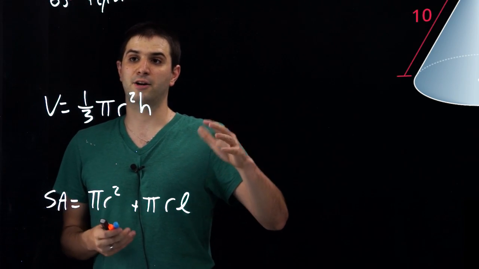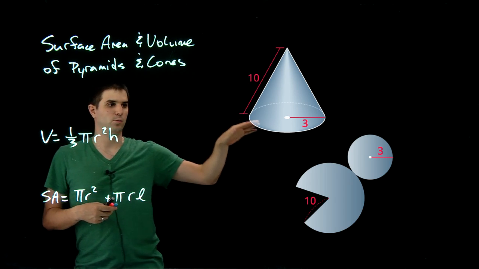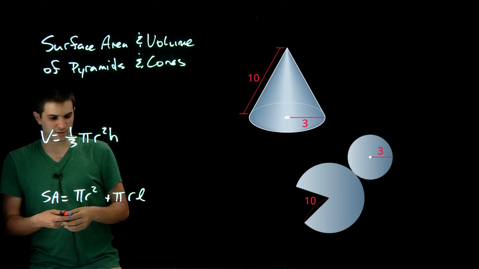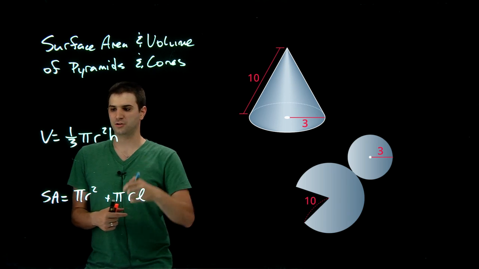So just looking then at another example here, we have another cone. This time we're given the slant height and we're given the radius. So the slant height is 10, radius is 3. So this time, because I'm given the slant height and the radius, I'm going to start with surface area and then work back to volume.